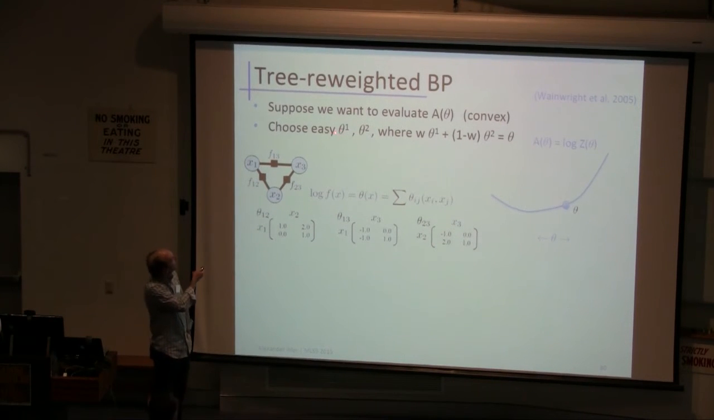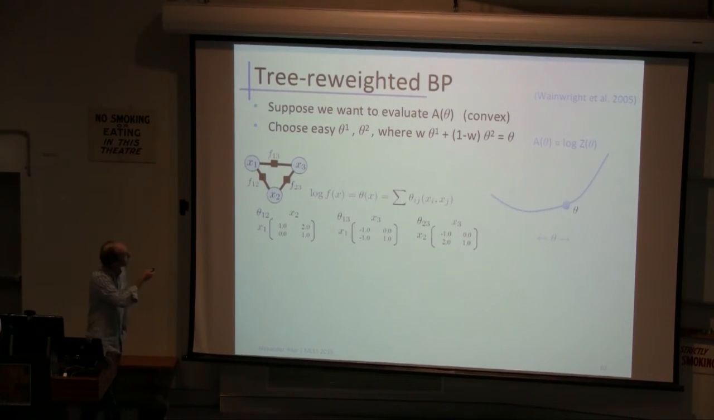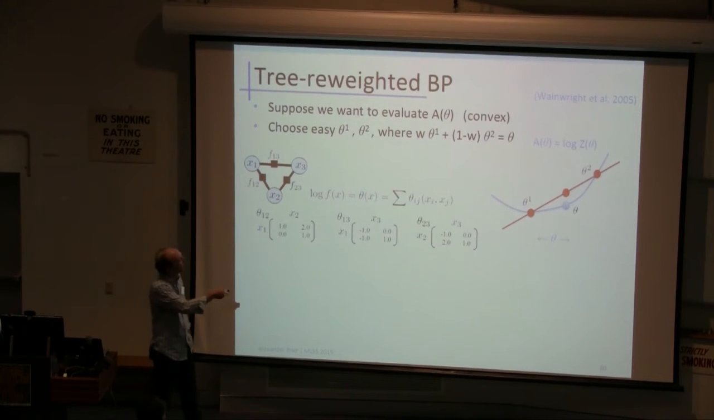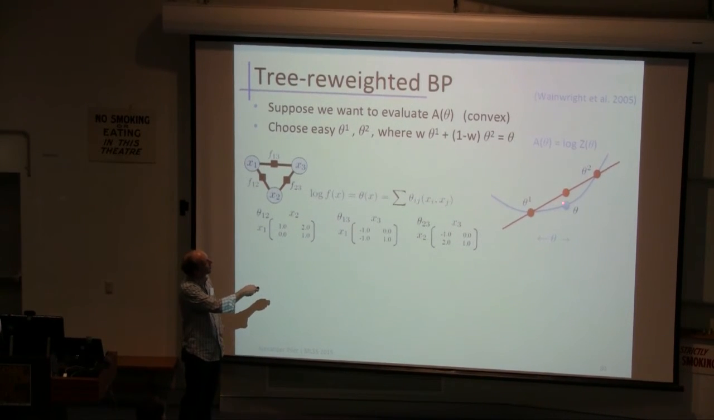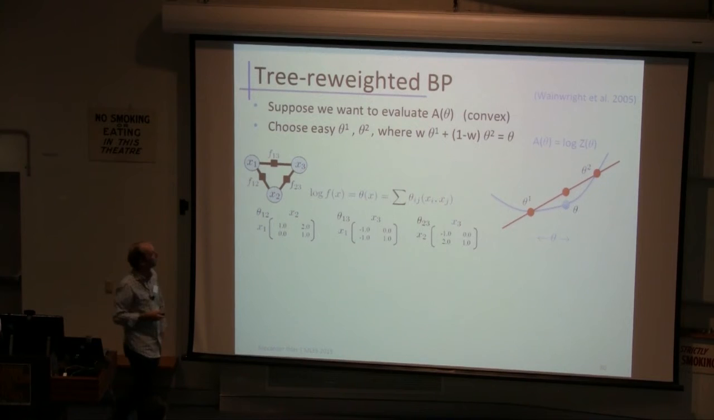by picking a collection of easier models. Just like in mean field, where we picked some easier model and then did a linear expansion, here we'll pick two models that are easier in some sense, easy for us to calculate the log partition function of. For example, tree-structured models. And we'll set them so that theta is some convex combination of those two points. Theta 1 and theta 2 will be easy distributions, so we're able to evaluate the log partition function on those two models. And then we'll use their convex combination as an upper bound of theta.